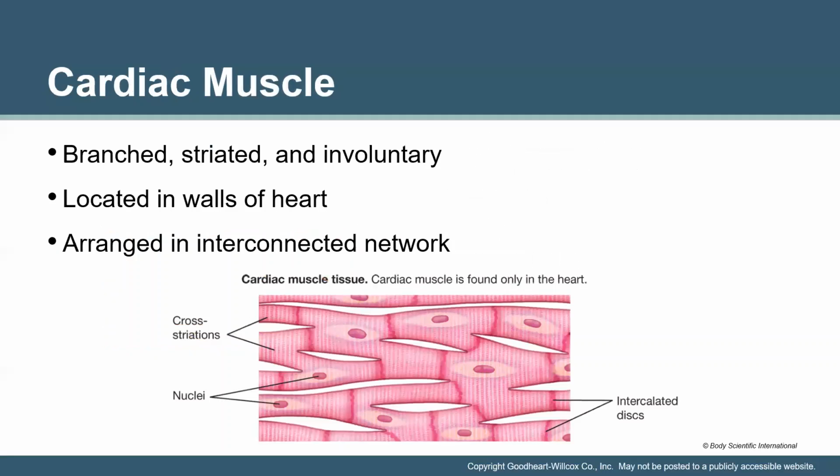When we get to cardiac muscle, this is muscle located within the walls of the heart. This is the only place cardiac muscle is found. Cardiac muscle cells are really neat little things. They're branched. They are striated, or striped. They're definitely involuntary, and they're also under the control of the autonomic nervous system, meaning not conscious control.